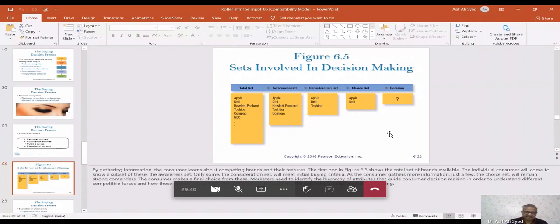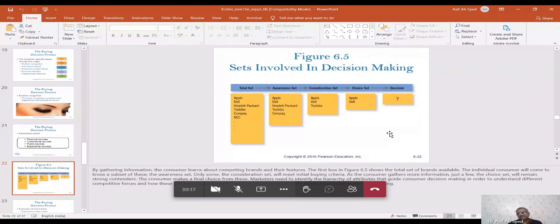That is why the biggest block on the left side comprises the total set. Now the idea is how many of them you are aware of, your awareness set. So let's say, this is a smaller block, and this block says that MacBook is there, Dell is there, Hewlett Packard is there, Toshiba is there, Compaq is there, Lenovo is there. So these are the awareness set. Now you are aware of these products, and you want to make a choice from the products that you are aware of.